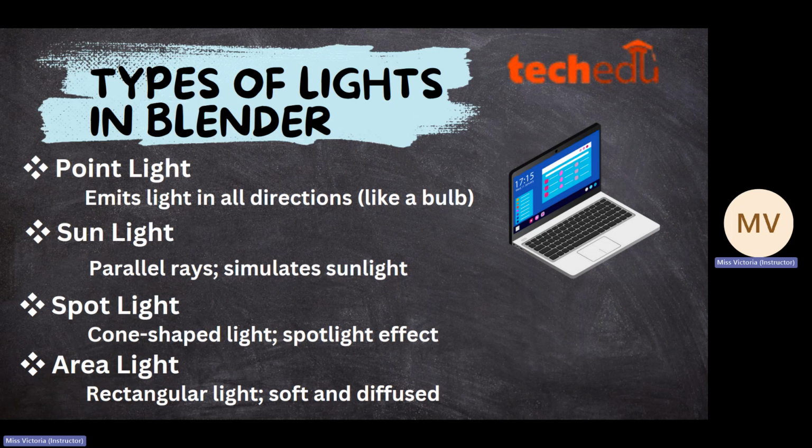Then the next type of light we have is the sunlight. Now the sunlight acts like our normal sun in the atmospheric world we live in. It's more like having parallel rays, and it helps to simulate the sunlight that we have ideally. So most times it's usually used for outdoors to specify the lighting or the extreme brightness we expect from our scenes.